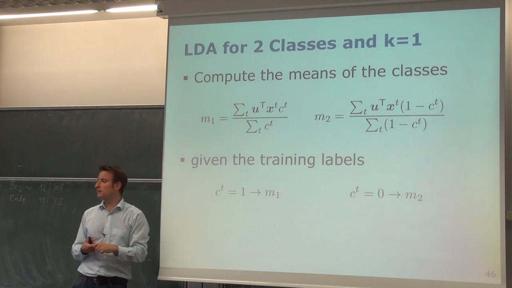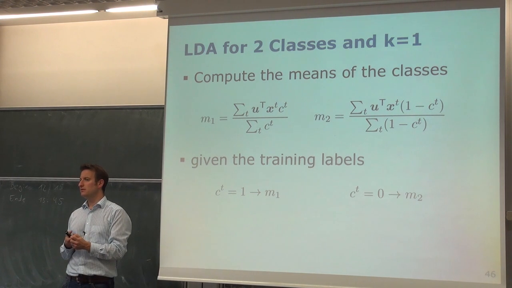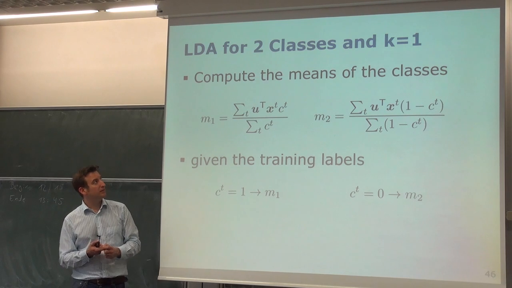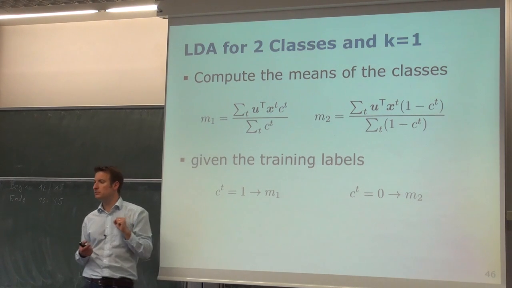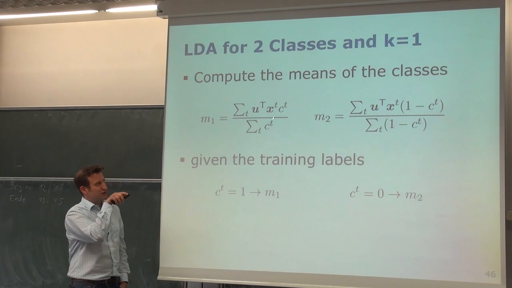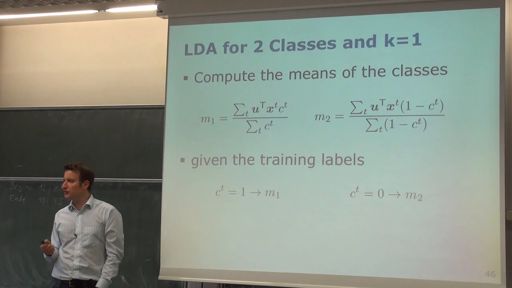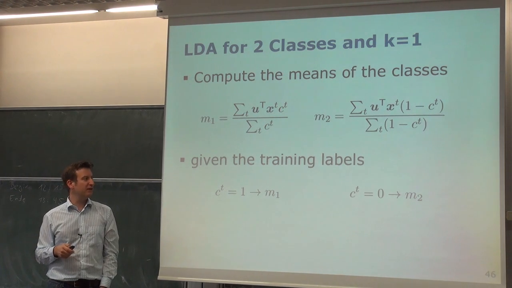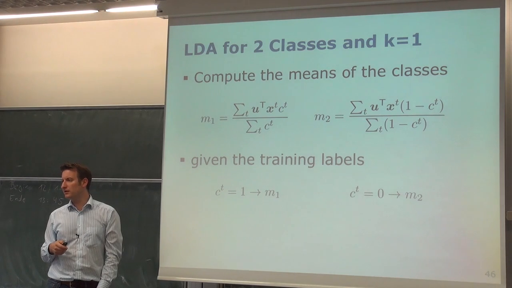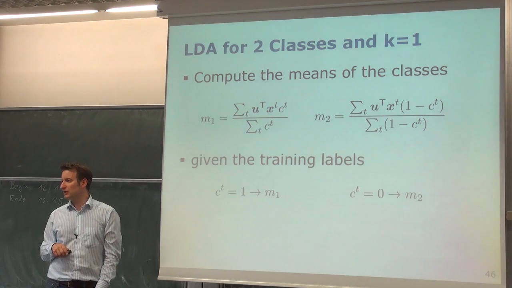Okay, so what is M1? We said M1 is the projection of the mean of the first class onto the vector U I'm looking for. So this M1 is a function of U. Then I have this weird expression over here, and this variable C pops up here as well as here. So C is an indicator variable. It simply means that if C equals 1, then I'm in class 1. If C is equal to 0, then I'm actually in class 2.